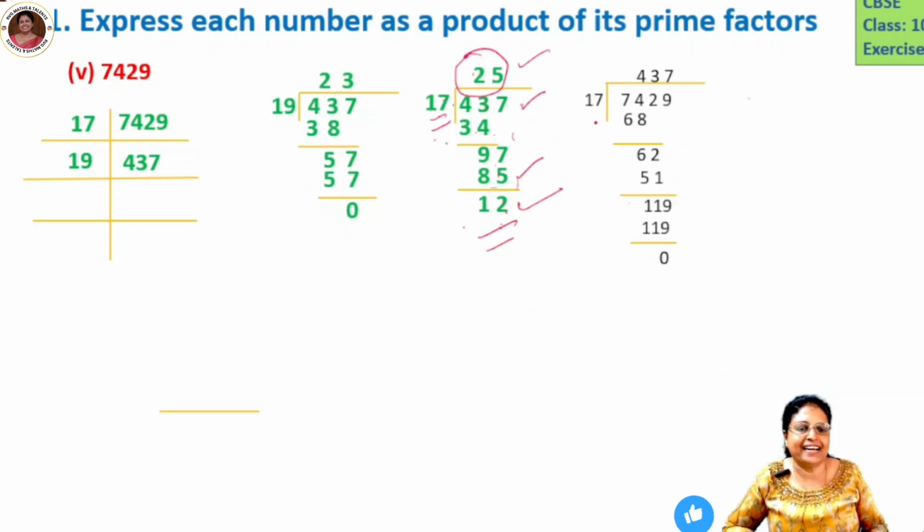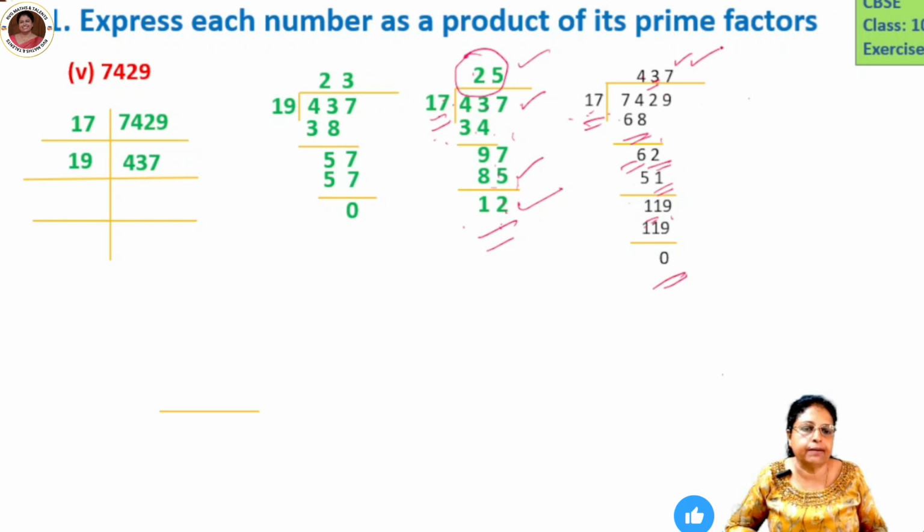Next, let us try 17. 7429 is divided by 17. So you will get 17 4s are 68. Then remainder is 6. Then 62. 62 is divided by 17. You will get 3. 17 3s are 51. Then remainder is 11. Then 119 is divided by 17. You will get 7. So 119 minus 119, that is 0. That means 17 is a factor.